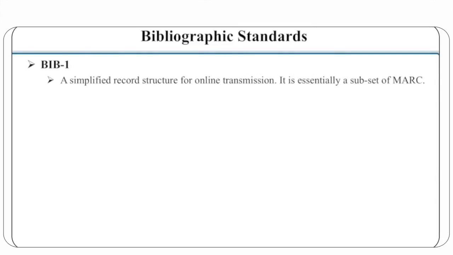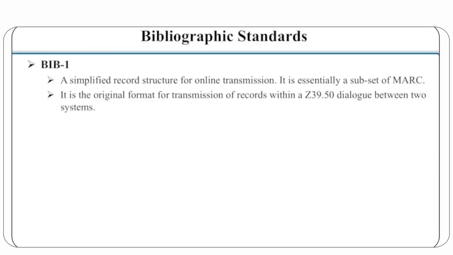BIB1 is a simplified record structure for online transmission. It is essentially a subset of MARC. It is the original format for transmission of records within a Z39.50 dialog between two systems. It has elements that are mappable to both MARC and the Dublin Core.